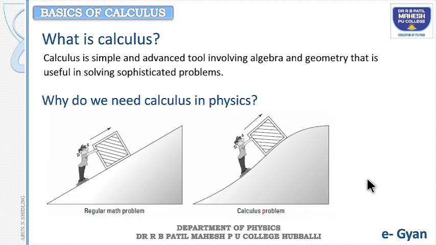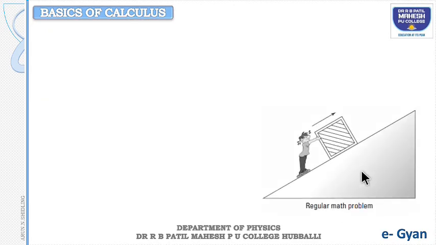Here we are having two images. In these two images, you can see the first one is about a problem in which regular maths can be used to solve it. Here a person is trying to push a crate over an inclination. In this case, the inclination is uniform and the force that is being applied by the man would be constant. But in the other case, it is not constant. Let us find out what exactly happens in both the cases.